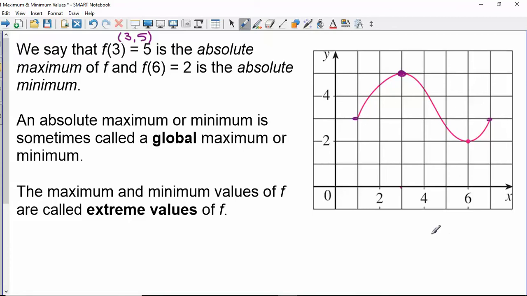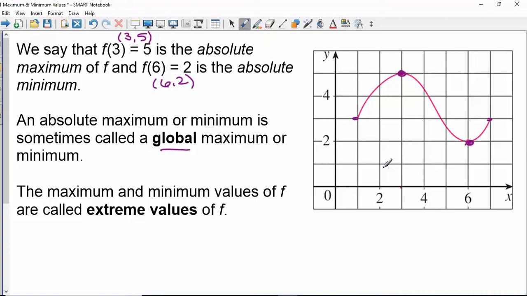Let's assume these endpoints just stop. Okay, there's not arrows there. My absolute min is right here. So if you wrote it as function, you'd say f of 6 equals 2, or if you said that's an ordered pair, 6, 2 is the absolute min. And like I said, these could be called global maxes or mins. We also refer to these as extreme values. If I ask you to find your extreme values, I'm just saying find all the maximums and minimums on your graph. So far, so good?